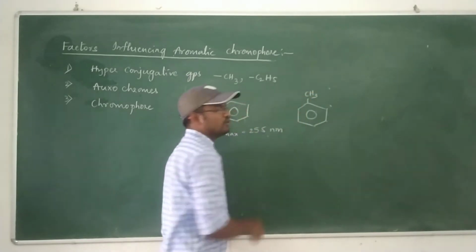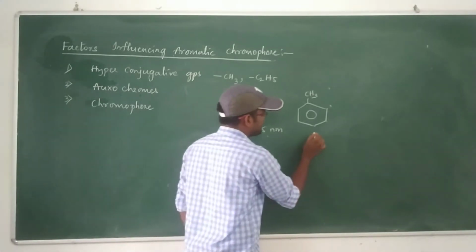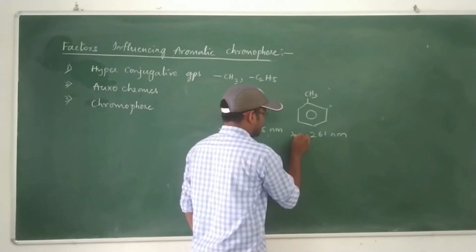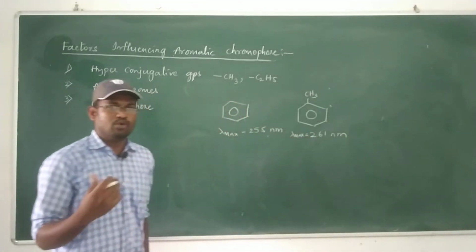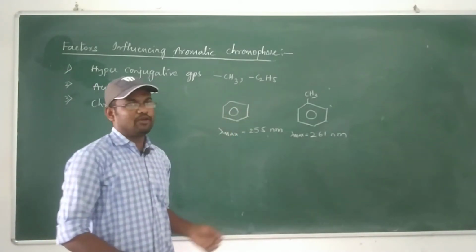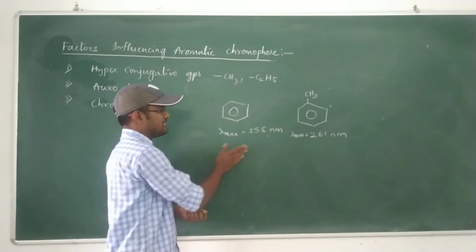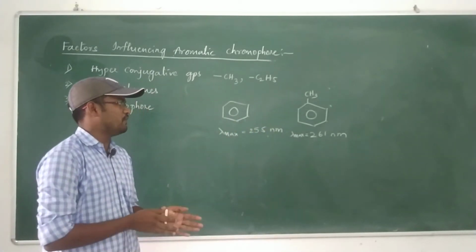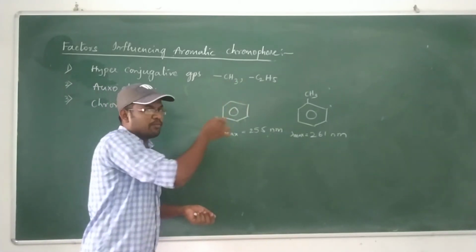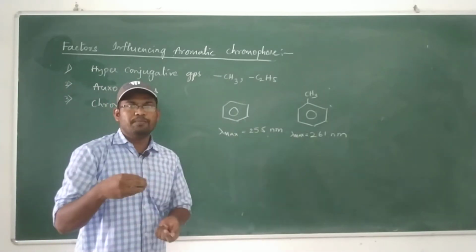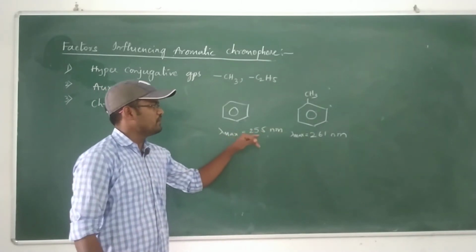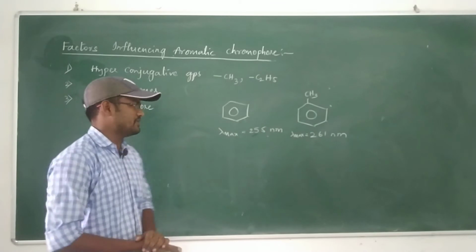When a hyperconjugative group is present on benzene, for example toluene, toluene shows a lambda max value of 261 nanometers. Simply, hyperconjugative groups enhance the lambda max value of the aromatic chromophore. Benzene has simply 255 nanometers lambda max. When a hyperconjugative group is present on the aromatic chromophore, the lambda max increases from 255 to 261 nanometers.